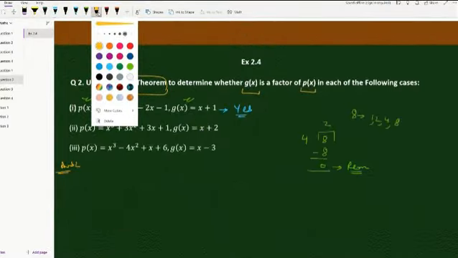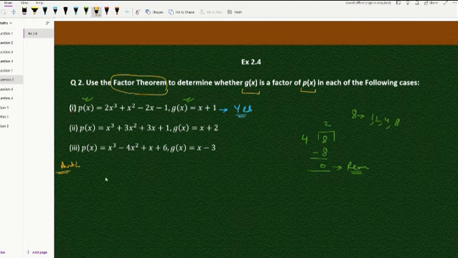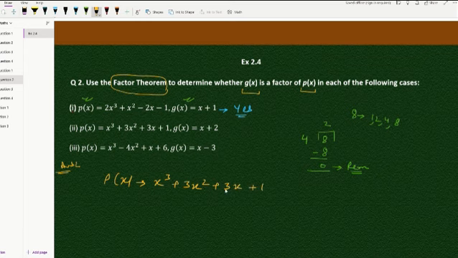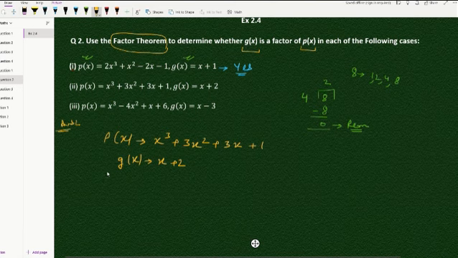The second part of this question says that we have got the px that is equals to x cube plus 3x squared plus 3x plus 1, and our gx that is equals to x plus 2. Same procedure, we have to follow the methodology of Reminder's theorem. So let us do that.